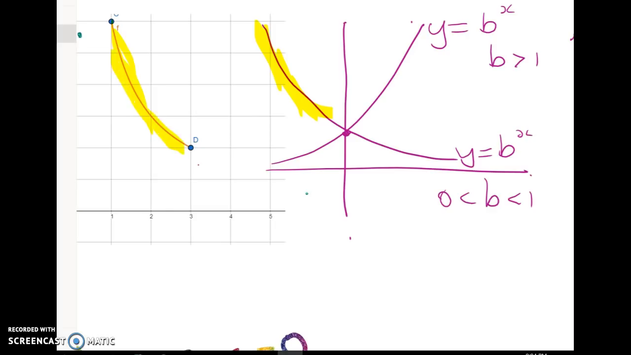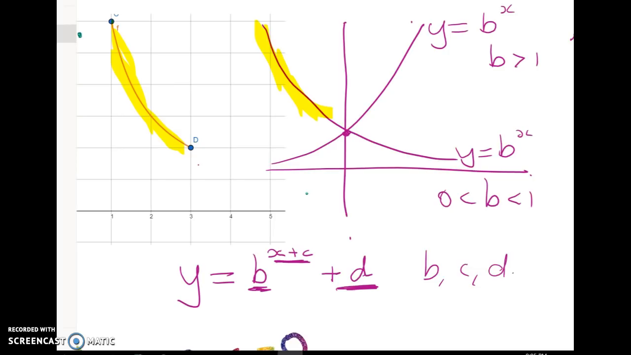So how could I write the general form for the exponential? Well, let's have a look. I need to pin some things down. I've got 2 points, and my most general form is this, y equals some base b to the power of x plus c, plus d, right? So this is my vertical shift, this is my horizontal shift, and this is my base. So again, I've only got 2 points, and here I've got b, c, and d.